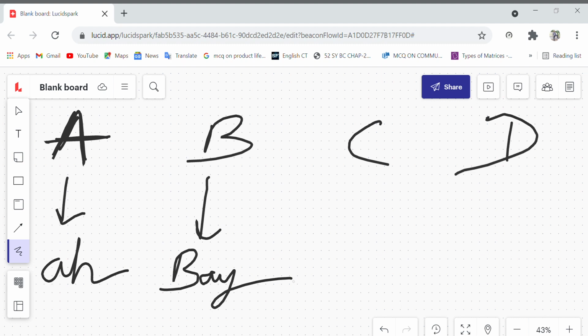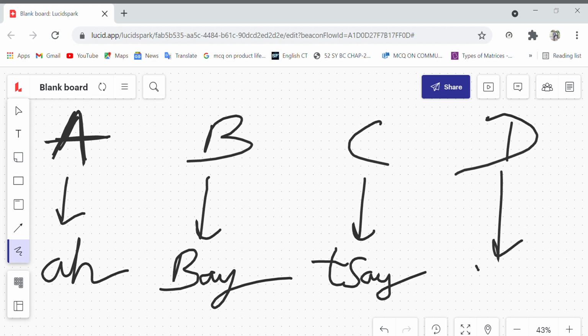And in English we say see, but in German we say tsay, T-S-A-Y. It is tsay, the T will be silent, and for D, it is the most simple, day. So A is pronounced as ah, B is pronounced as bay, C is pronounced as tsay, D is pronounced as day.